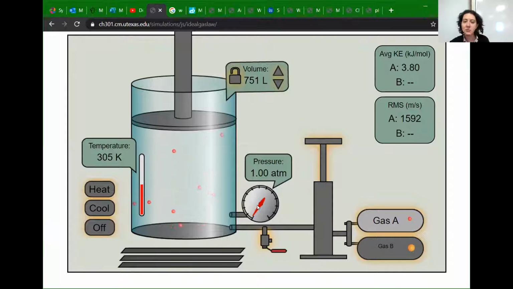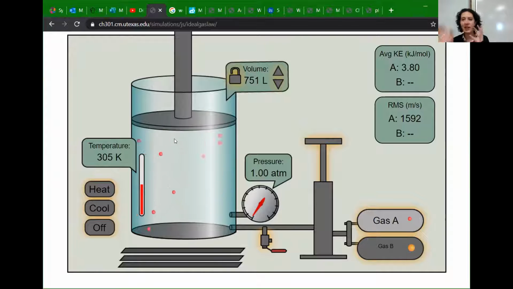The pressure is related to how often they're hitting the sides of the tank, which we'll learn more about later. The average kinetic energy is how much speed, not really speed, but like movement, energy of movement they have. And the RMS, I don't remember what that stands for, but it's like the actual speed. It's in meters per second. So how fast are the particles moving? These two numbers here, as well as the pressure, are all going to change depending on what you do in this scenario. So your goal for this lab is to start figuring out what's going on here.